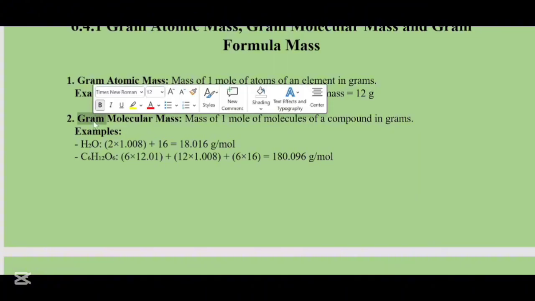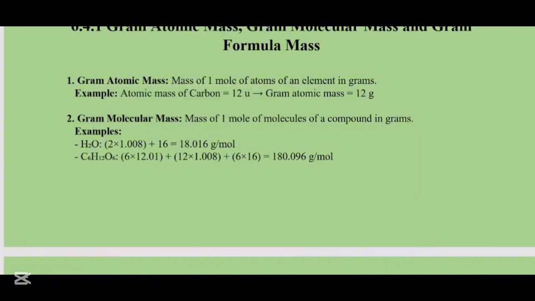Now gram molecular mass. It is the mass of 1 mole of molecules of a compound in grams. For example, we have H2O. This means that the number of atoms that hydrogen has is 2. It will be multiplied with its atomic mass, added with 16. This is 18.016 in atomic mass units. But if I want to convert this into a mole of molecules, what you will do is replace the AMU or gram and write MOL. This means that it is a gram molecular mass.